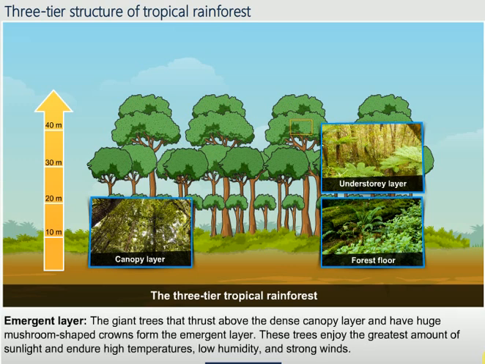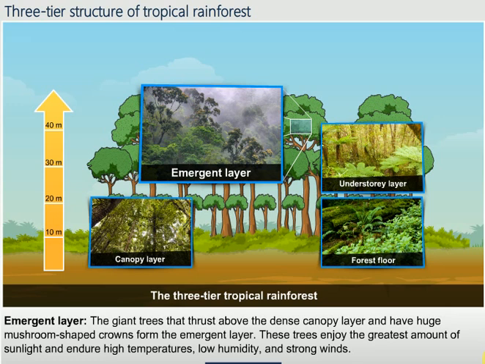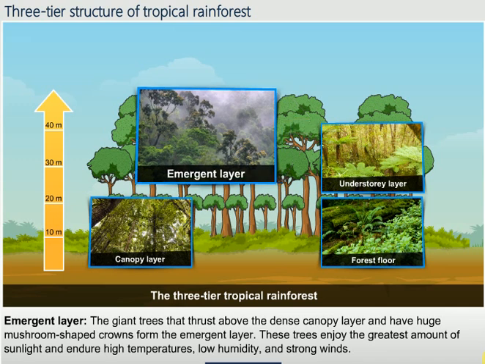Emergent layer. The giant trees that thrust above the dense canopy layer and have huge mushroom-shaped crowns form the emergent layer. These trees enjoy the greatest amount of sunlight and endure high temperatures, low humidity, and strong winds.